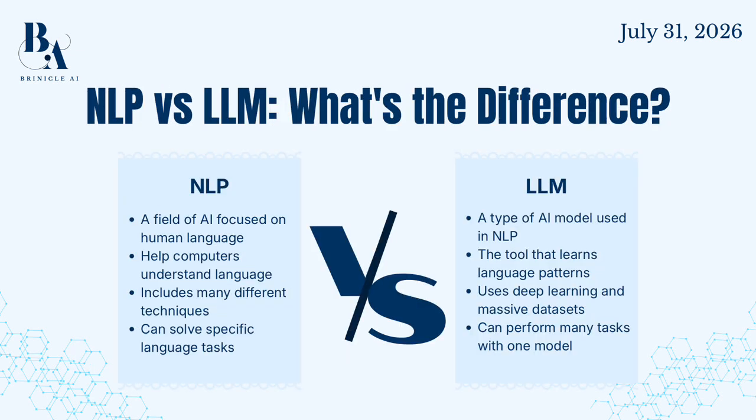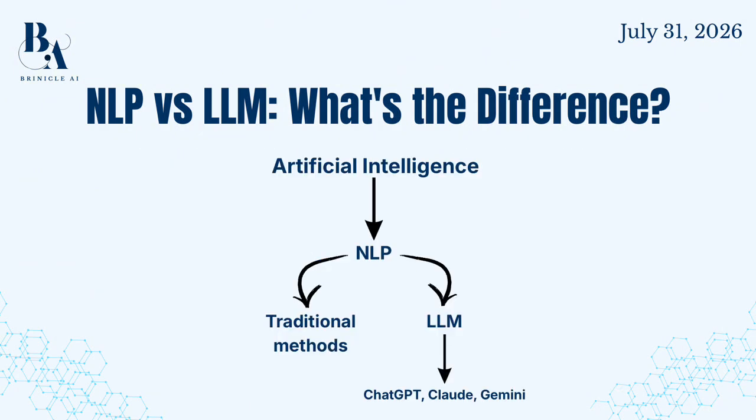A common confusion is thinking NLP and LLM are the same thing. They are related, but they are not identical. NLP is the bigger field. It's the area of AI that focuses on making computers understand and work with human language. An LLM is a specific type of AI model inside this field. It's one of the most advanced approaches used today to solve NLP problems. So, NLP is the whole category, while LLM is one powerful technology used within that category.